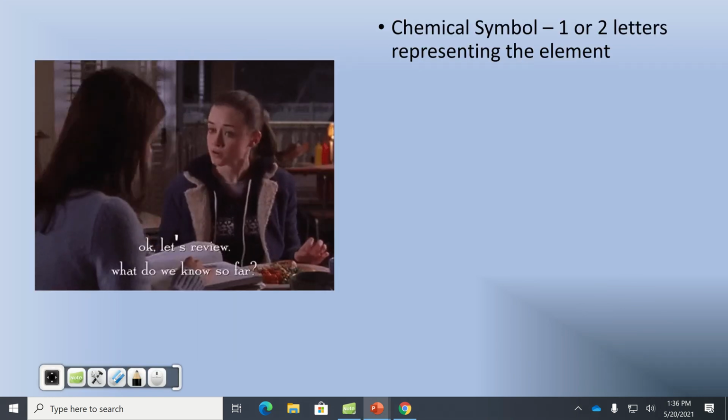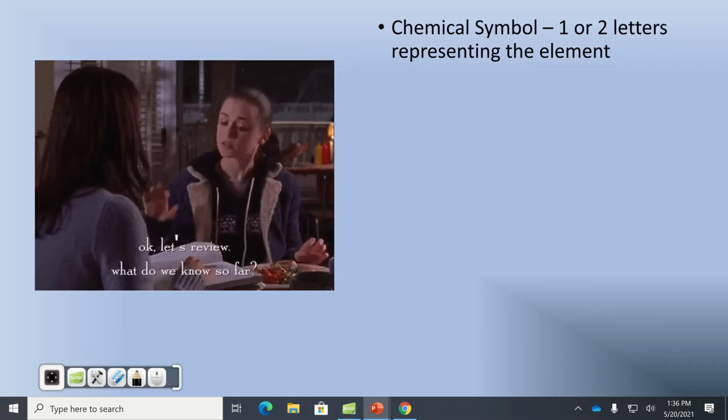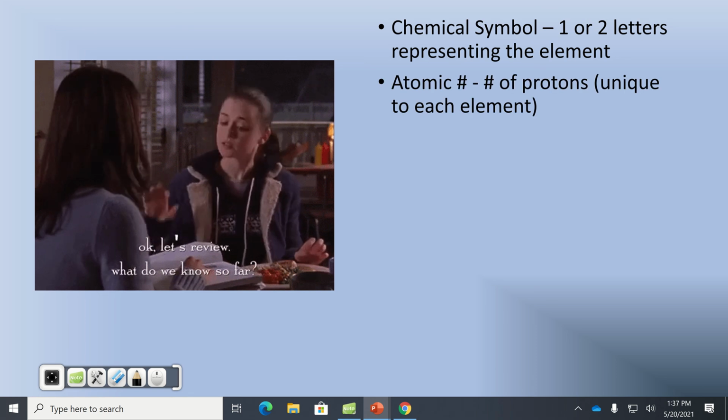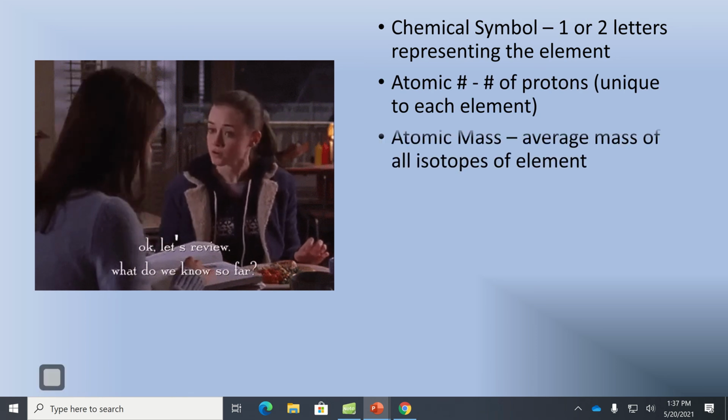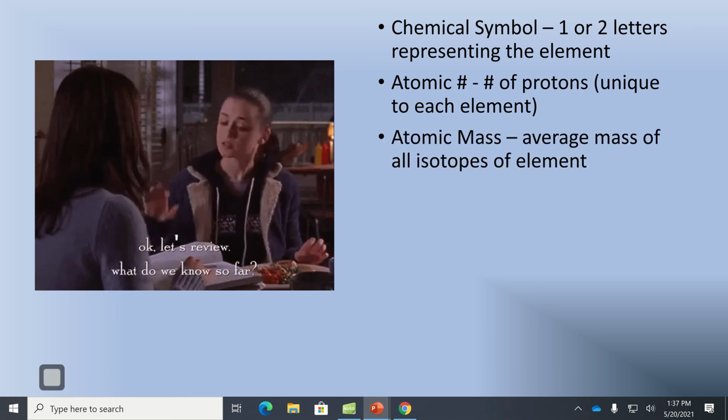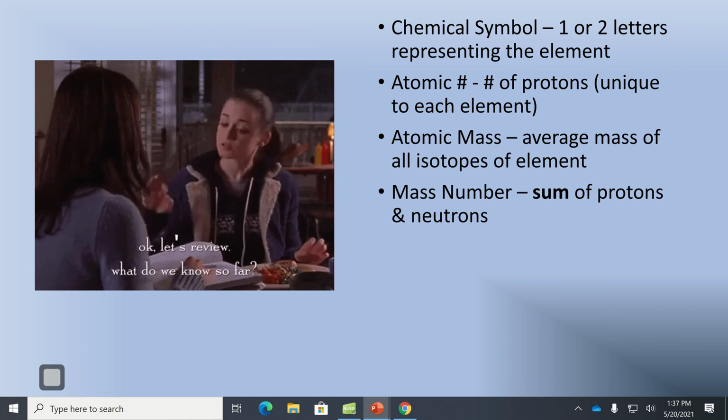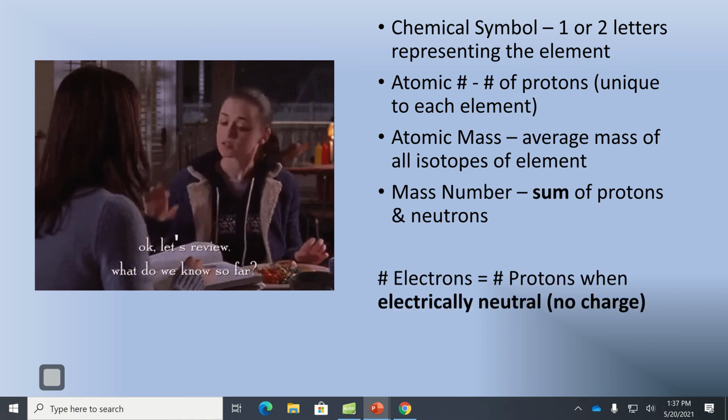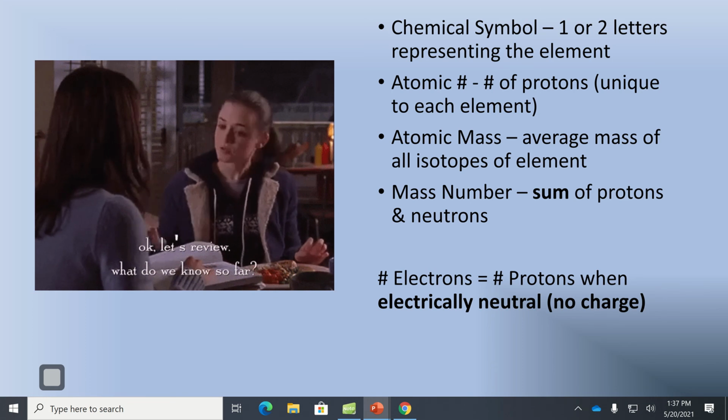All right, so going back through it, the chemical symbol, some of the terminology learned, is one or two letters representing the element. The atomic number is the number of protons unique to each element. The atomic mass is the average mass of all the isotopes of the element. The mass number is the sum of protons and neutrons. And then for now, we're assuming number of electrons equals the number of protons, that the element is electrically neutral. All right, so that's pretty much it.